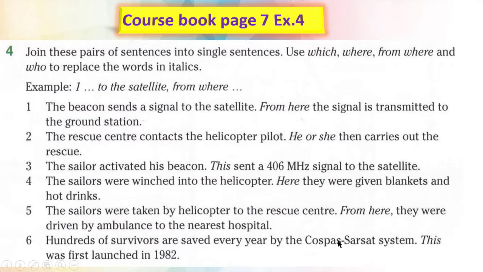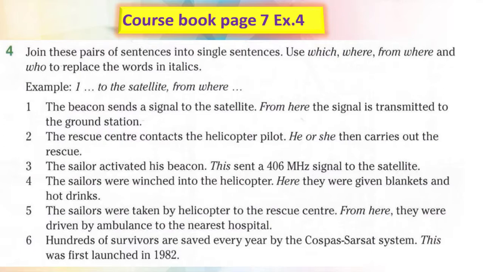Now, let's move to exercise 4. Your job is to join the two sentences using which, where, from where, and who to replace the words in italics. Stop the video, write your answer in your notebook, then play the video again to check your answer. You have 10 minutes. You can start now.